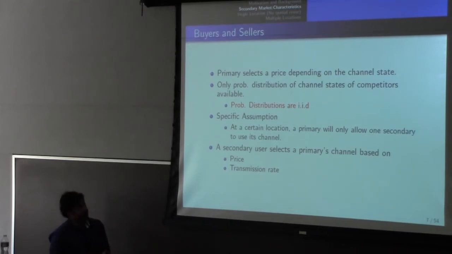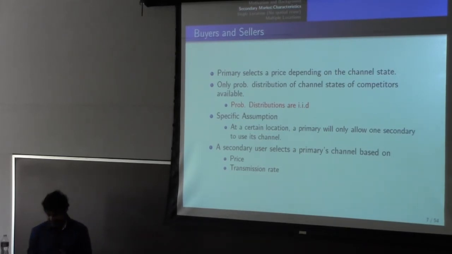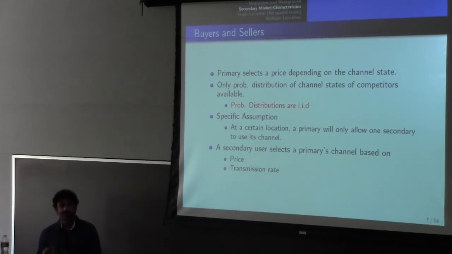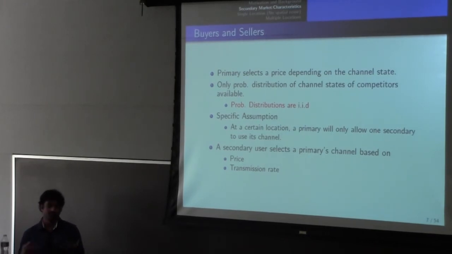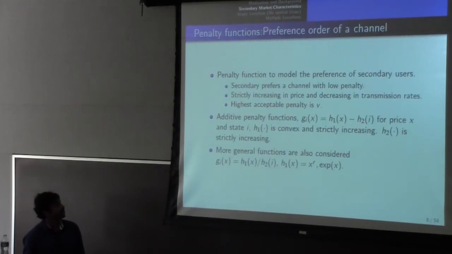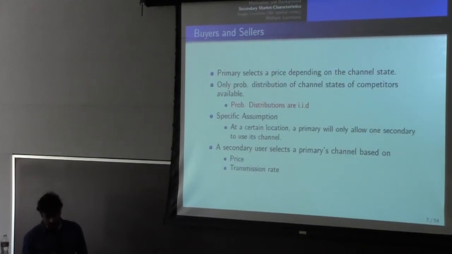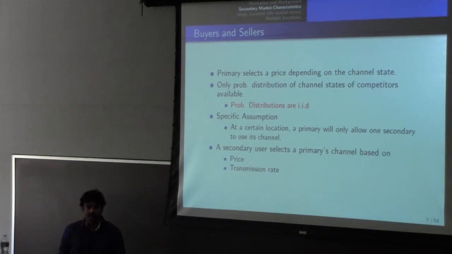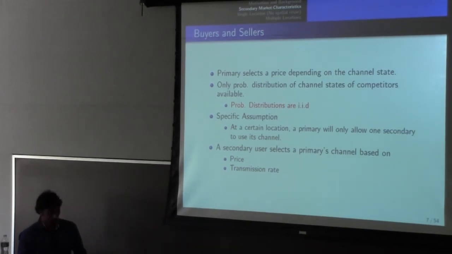What are the buyers and sellers in this kind of market? You have primaries which select the price depending on the channel state. But in this setting, a primary does not know the channel states of its competitors. It knows its own channel state, but not its competitors'. Suppose AT&T knows its own channel state but not that of its competitors, say Verizon or Sprint. But it has a belief, or probability distribution, over the states. We assume the probability distributions are IID, that is, all the primaries have the same belief. We also made an assumption to avoid interference at a location: at a certain location, a primary will only allow one secondary to use its channel.